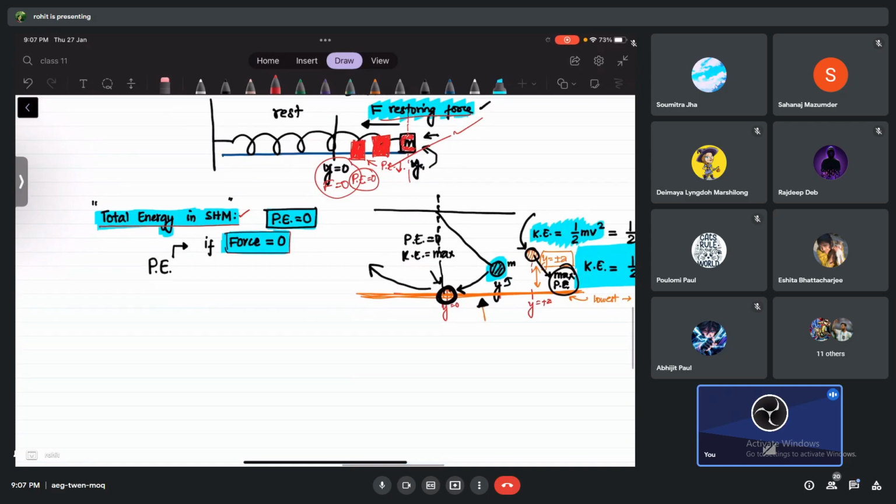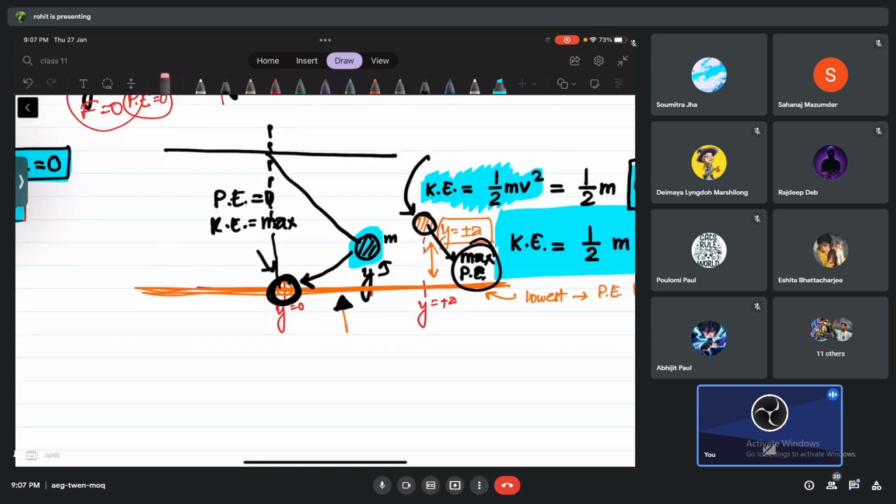Same idea goes here also. So now please try to understand this idea. Please, very important. If you understand this, I'm done. Let's not be lazy today. I'll not take a break also.